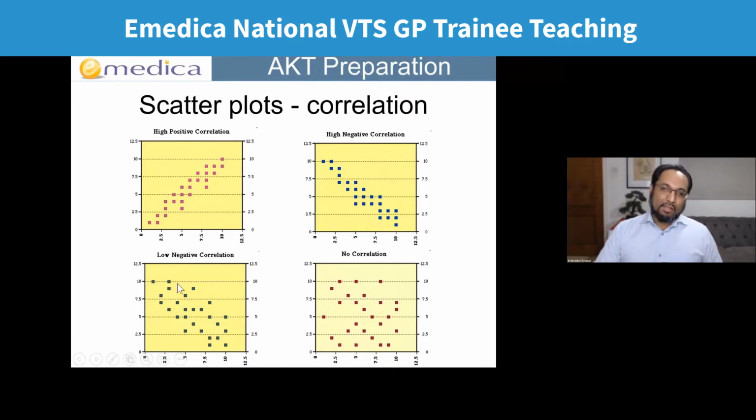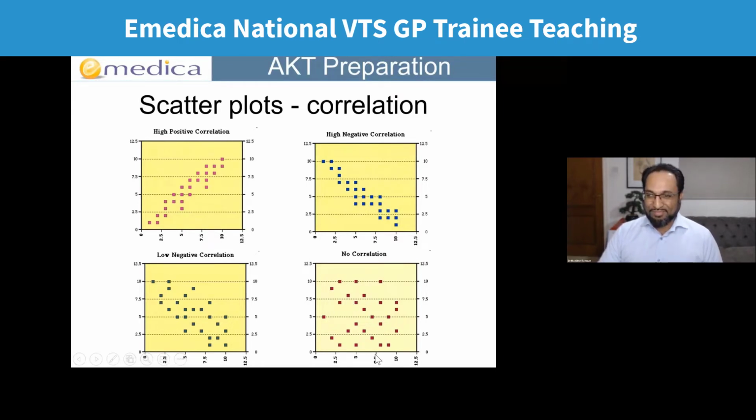So look, this is negative because it's downwards. This is positive because it's up. This is negative because it's down. Then if the dots are tightly packed together, there's a strong correlation. Strong or high. If they're a bit loose, low is loose. And then you can see this is what no correlation looks like. You can't fit one nice line through here.